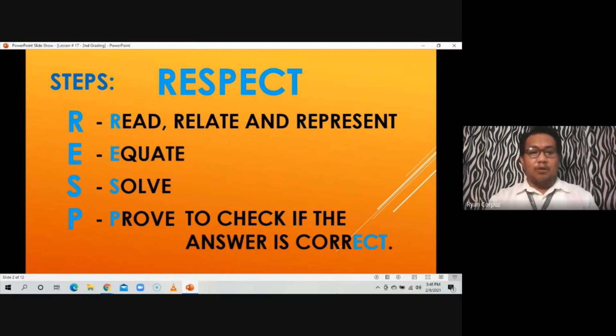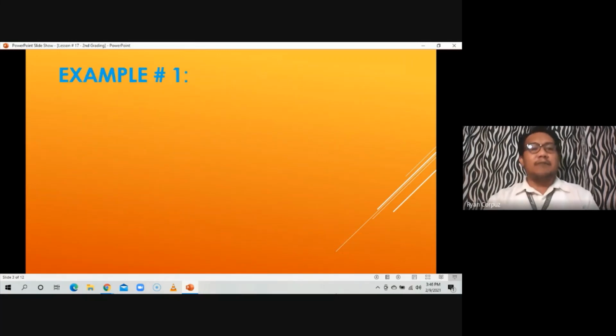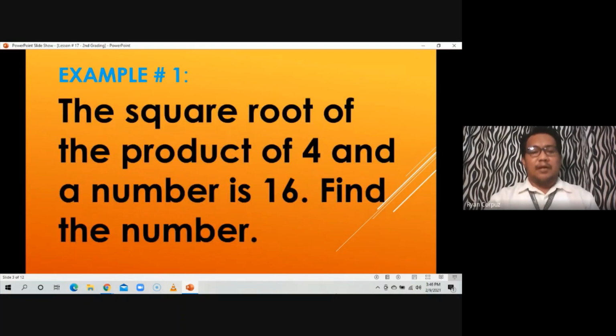Yung lahat ng steps na yan in solving word problems involving radicals, i-apply natin when we solve a problem which involves radicals. Mas maganda, mas maintindihan natin if we are going to apply it through examples na. So, let's have example number 1. Let me read first problem number 1. Sabi nito, the square root of the product of 4 and a number is 16.